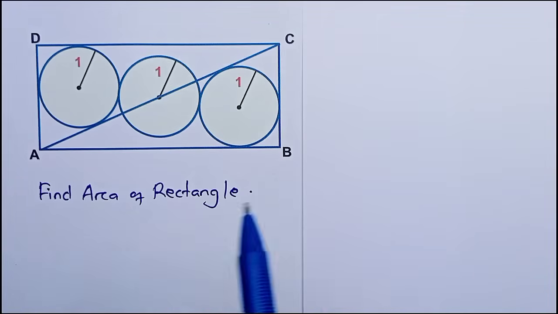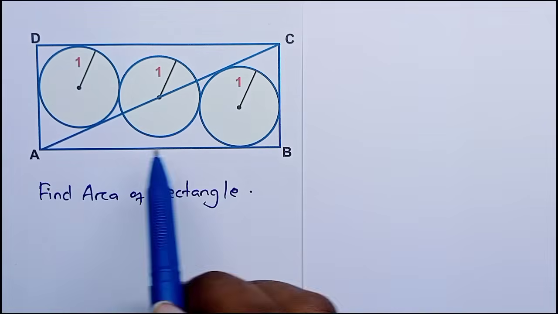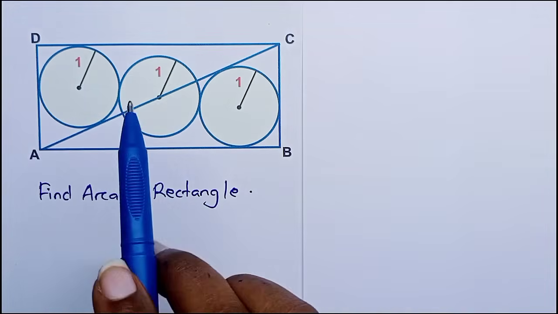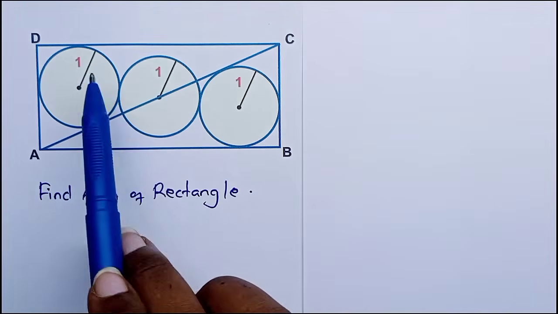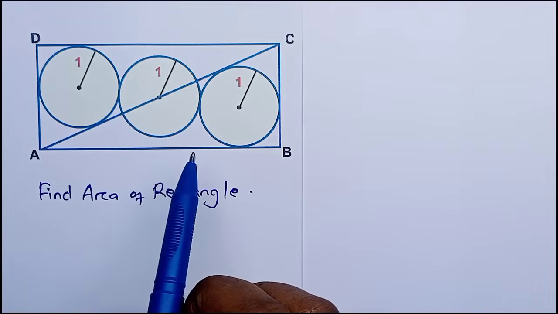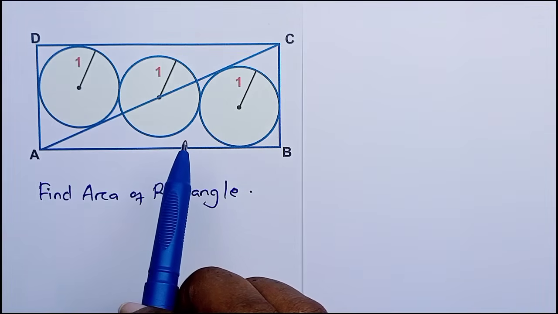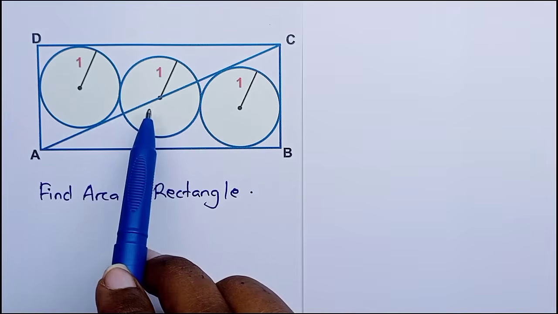In this video, they want us to find the area of the rectangle. So the rectangle is ABCD. And inside this rectangle, we have 3 identical circles, each of radius 1. Okay? So all these 3 circles are tangent to each other.